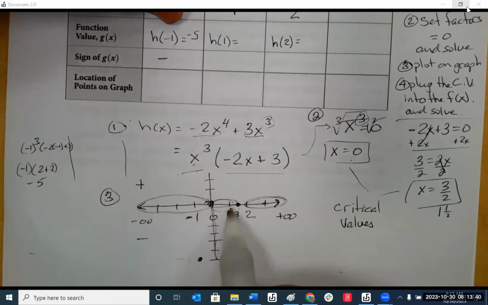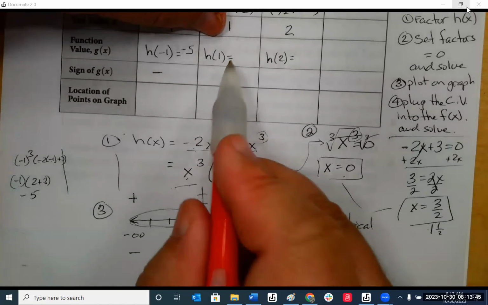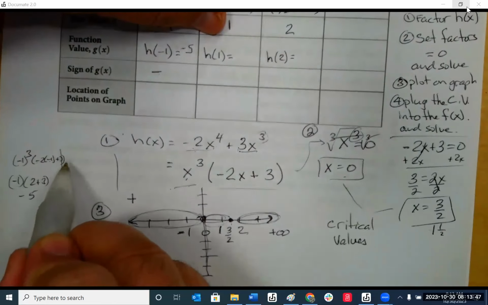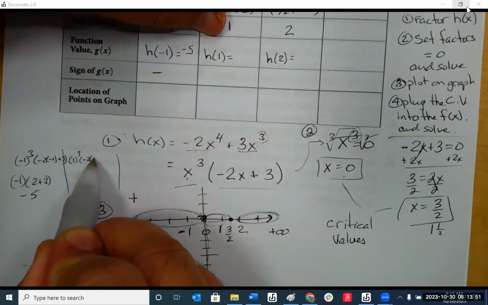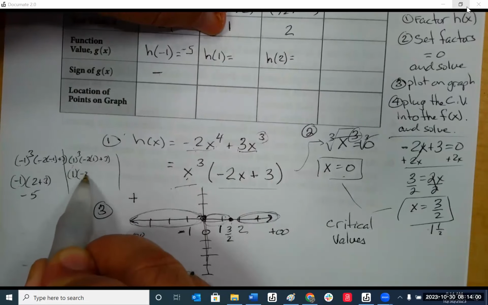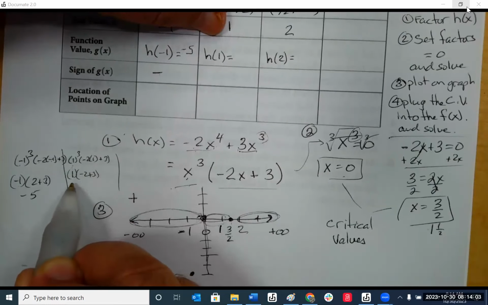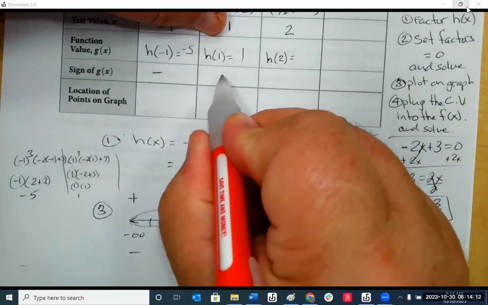At 0, we know it's there, so we pick the value of 1, h of 1. Plug that in there, and let's see what we have. We have 1 cubed, -2 times 1 plus 3. So 1 cubed is 1. -2 plus 3 is 1. So the answer is 1. It's positive.